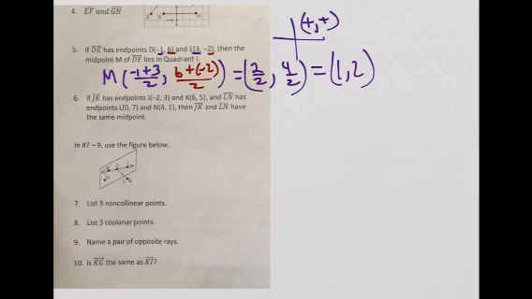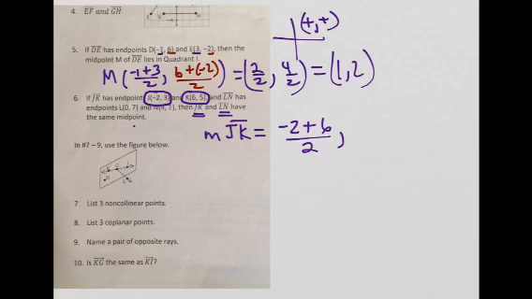Okay, for number 6, we want to see if JK and LN have the same midpoint. So JK, I'll circle it right here. Here's J and here's K. So for the midpoint of JK, it's going to be -2 plus 6. Remember, the average of the x's. And then I'm going to take the y's, 3 plus 5.